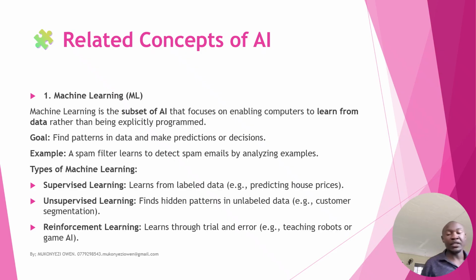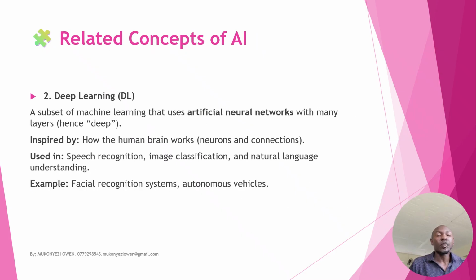Making the segments of customers based on their history, based on what they come and buy. It knows these ones are under this, these ones are under this. Reinforcement learning, these ones learn through trial and error. For example, teaching robots or game AI. They try, they fail, they try, they pass. So they learn from trial and error.